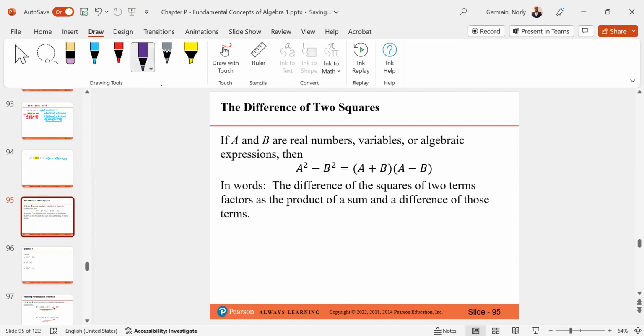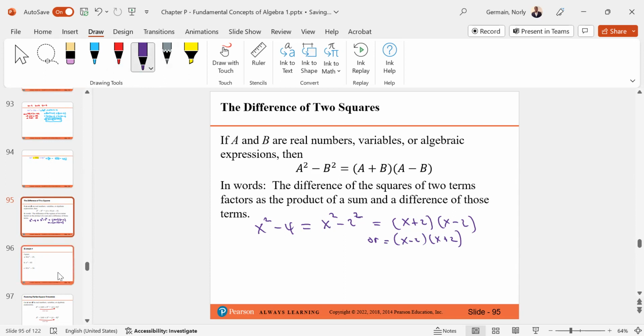For example, if I have x squared minus 4, I can write it as x squared minus 2 squared. Then I can rewrite it as x plus 2 times x minus 2. Remember, it doesn't matter which one you put first. Or you can say x minus 2 times x plus 2. It's commutative: 2 times 5, 5 times 2, both give you 10, right? Makes sense to you? Then it makes sense to me.